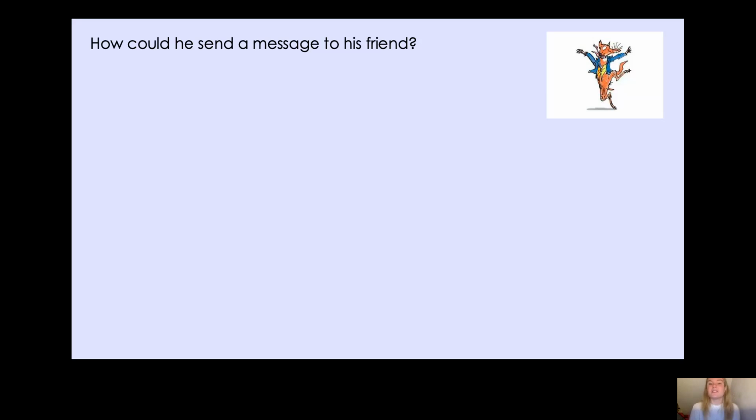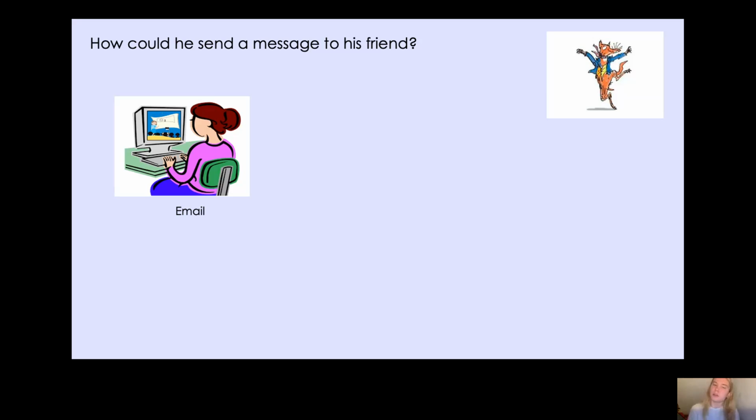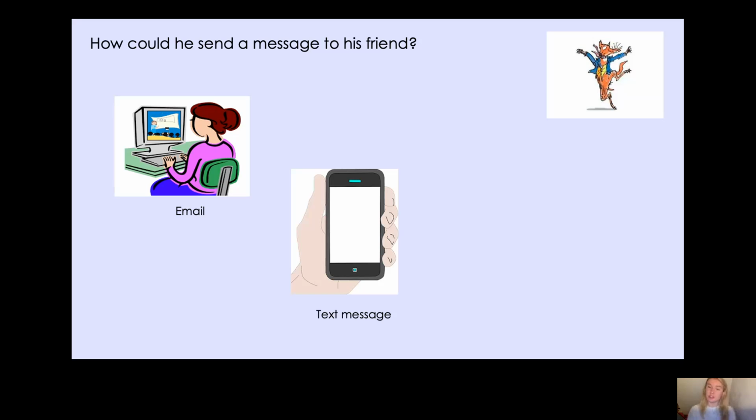Okay, Year 2, did you manage to think of some advice for Fantastic Mr. Fox? Excellent. Well, I had to think about some advice as well. And I said to Mr. Fox, well, Mr. Fox, you can send your friend an email. You can use your computer. Or you can send a text message to your friend. So you can use your phone. But there was a slight problem with these because Fantastic Mr. Fox told me that he didn't have a computer and he doesn't have a phone. So therefore, we couldn't use these two ideas, these two pieces of advice.